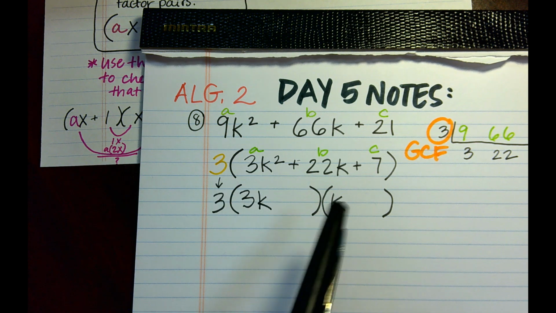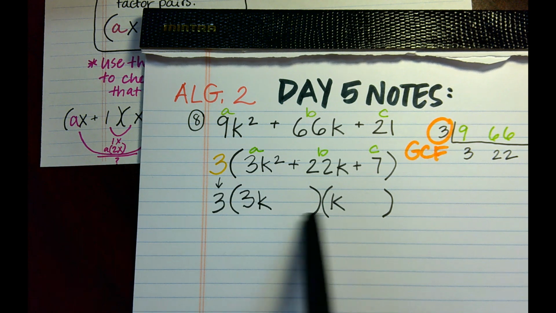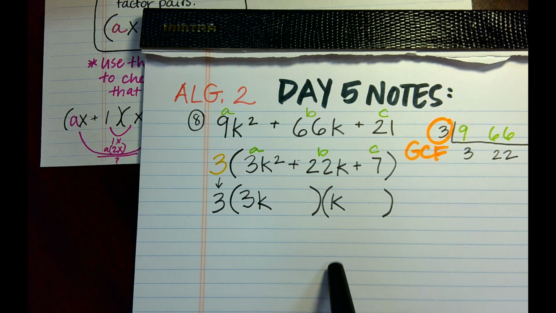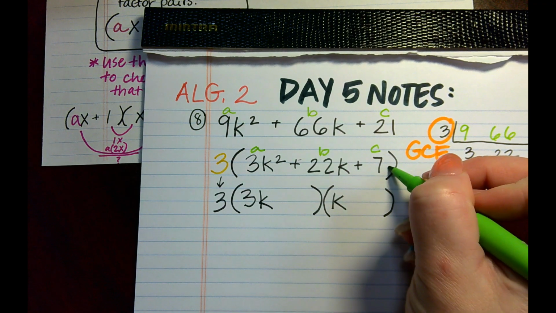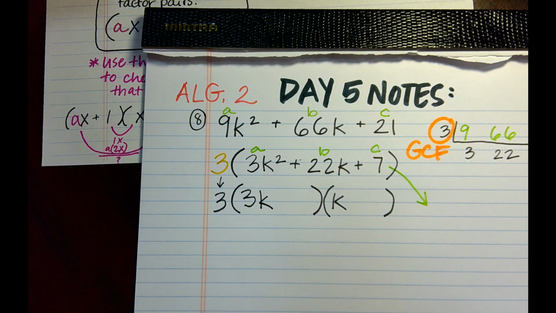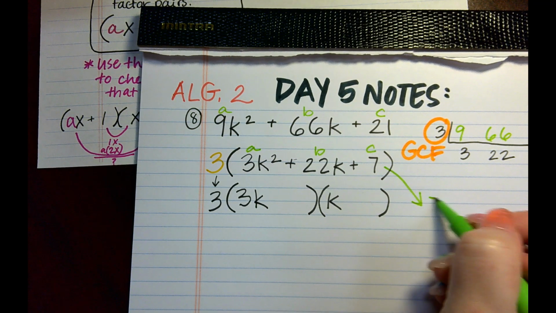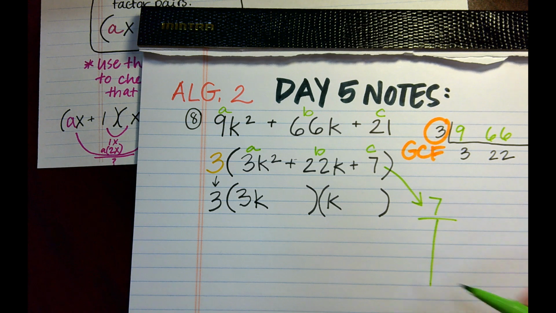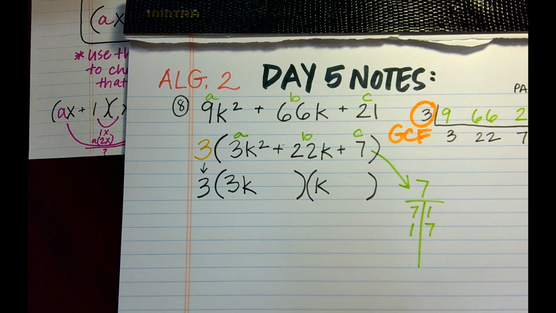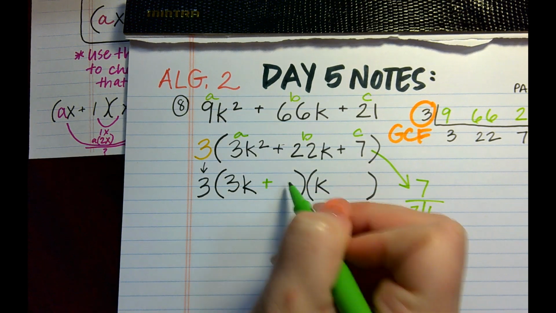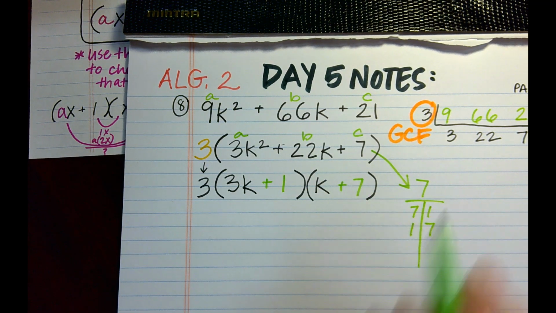Where would we go from here? Yes, now we just go back to what we always do. We're going to find the factors of C and do a little guessing and checking with our rainbow method. So, what are the factors of 7? 7 and 1, 1 and 7. That's our only options. Which one do we want to try first? Let's try 1 and 7. Plus 1 plus 7.